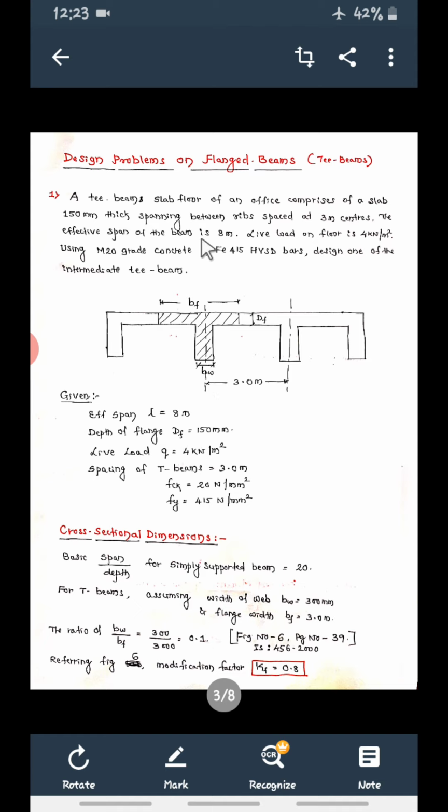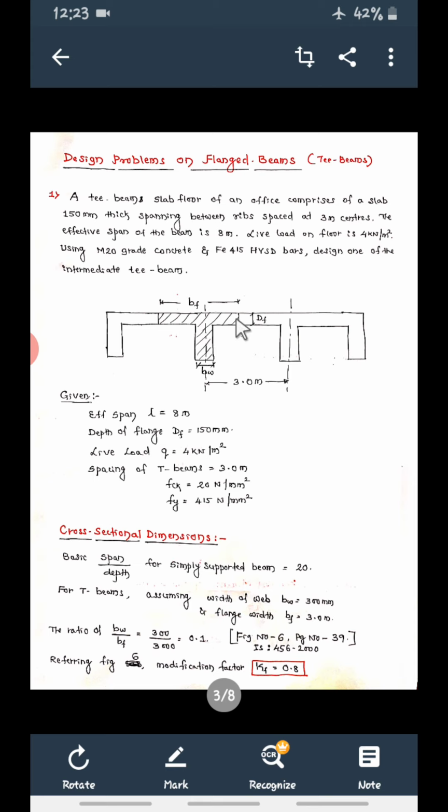Once again I will read out the problem. A T-beam consisting of slab 150 mm thick. So this slab thickness is 150 mm, spanning between ribs. So this slab is spanning between ribs. The ribs mean these webs. This is the web of the beam. This is the web of the T-beam.